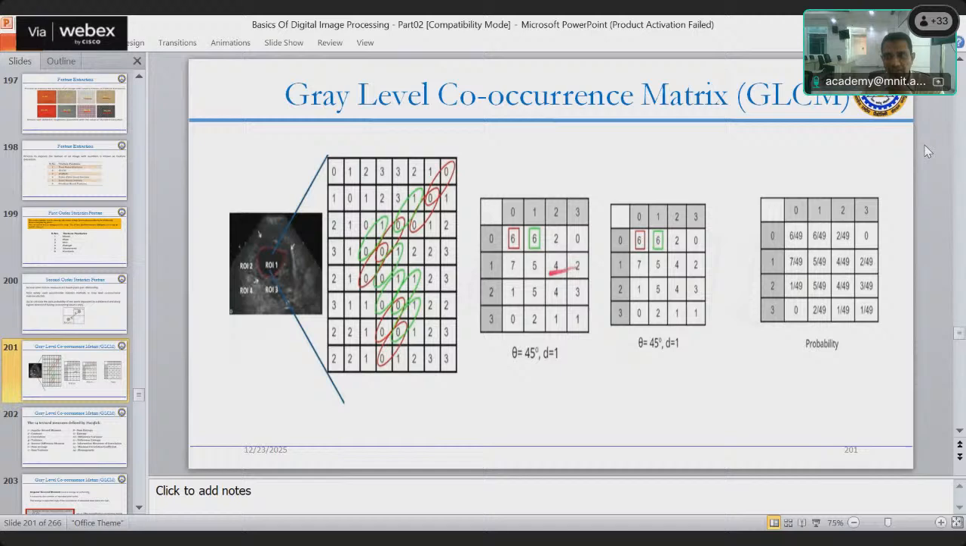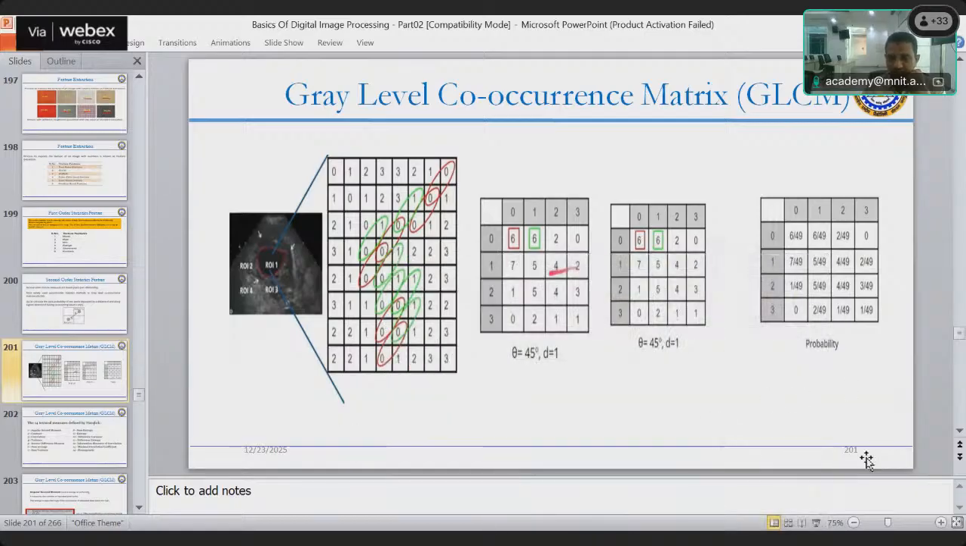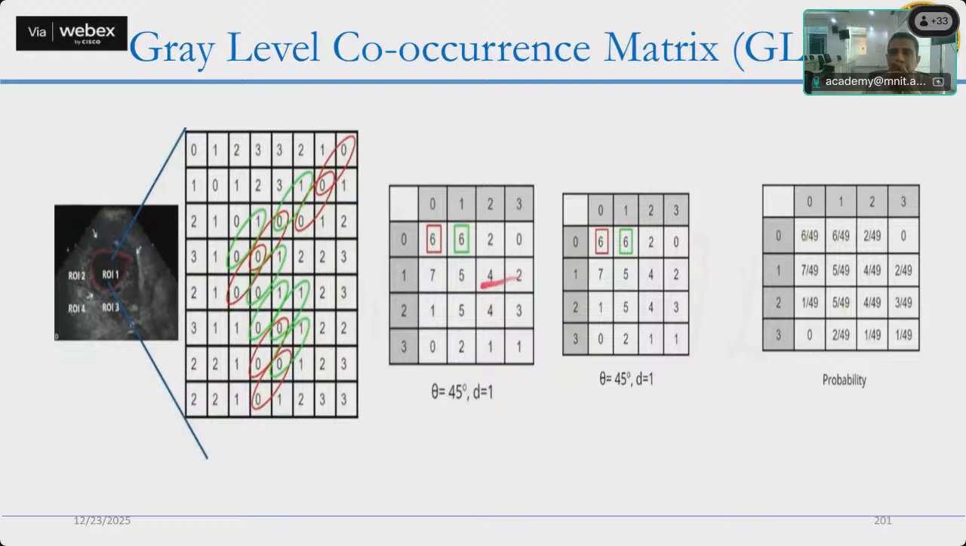Are you able to see the gray level co-occurrence matrix? I think now you are with me. Yes, so this is the thing. The beautiful thing is how these small fundamentals have really been enhancing our real research applications.